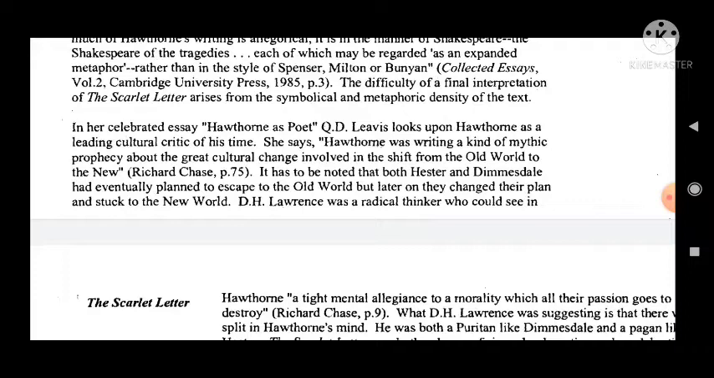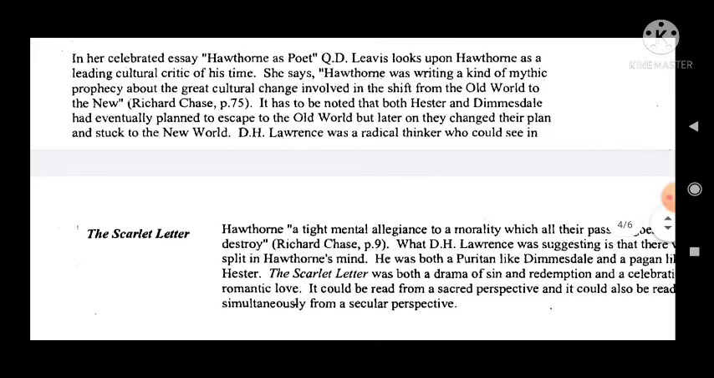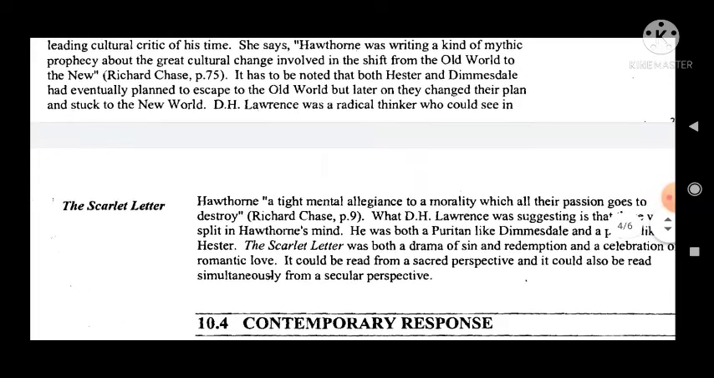The difficulty of a final interpretation of the Scarlet Letter arises from the symbolical and metaphoric density of the text. In her celebrated essay, Hawthorne as Poet, Q.D. Leavis looks upon Hawthorne as a leading cultural critic of his time. She says, Hawthorne was writing a kind of mythic prophecy about the great cultural change involved in the shift from the old world to the new. Richard Chase, page 75.